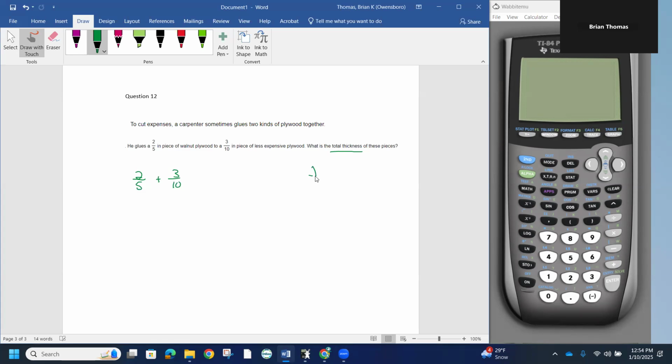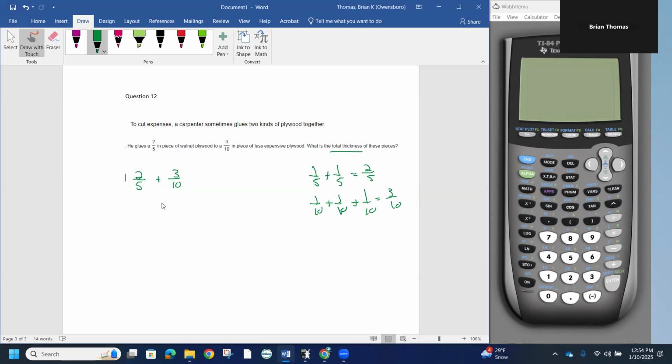Now 2/5 means a fifth plus a fifth. 3/10 means a tenth and a tenth and a tenth. Notice that these are not the same family of fractions. If you have the same family of fractions, all you really do is add the numerators and keep the denominators. So a fifth and a fifth just means 2/5. A tenth and a tenth and a tenth means 3/10. When you add fractions, if you're in the same family, you keep the denominator and then you add the numerators to total up how many of that family you have. Since we don't have the same family, we cannot add them together.